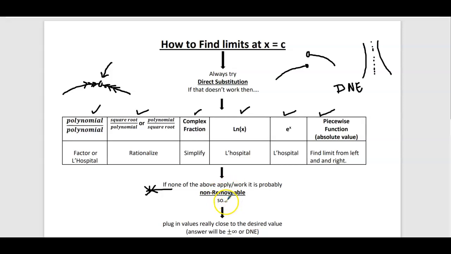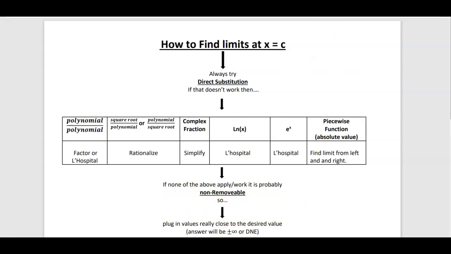The only thing you could do is plug in values that are really close to whatever you're plugging in for your limit. You can't plug in that actual number. It'll just give you an error. But you could plug in something really close to it. And from there, we can decide whether the answer is positive infinity, negative infinity, or does not exist. But that's for non-removable discontinuities.